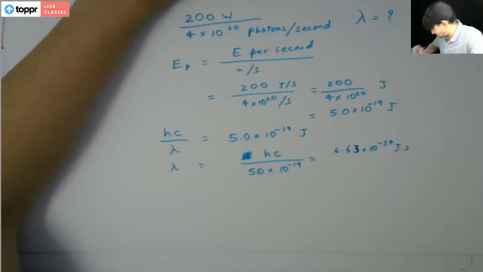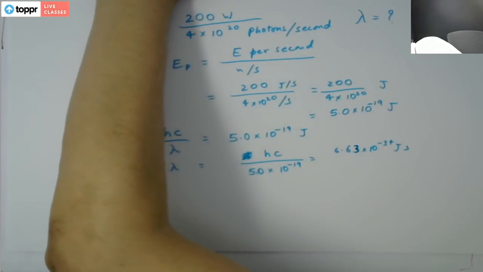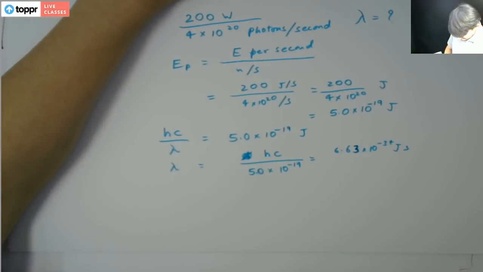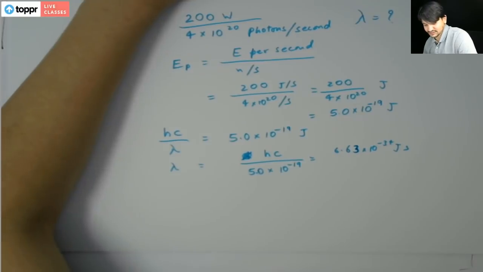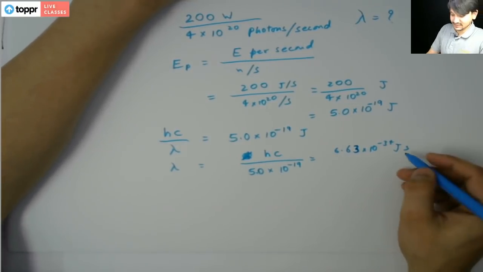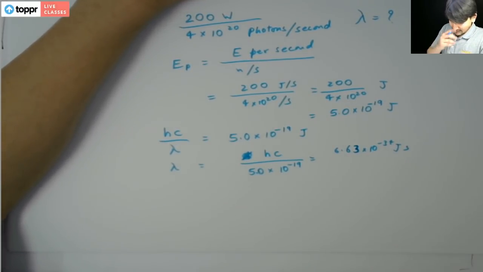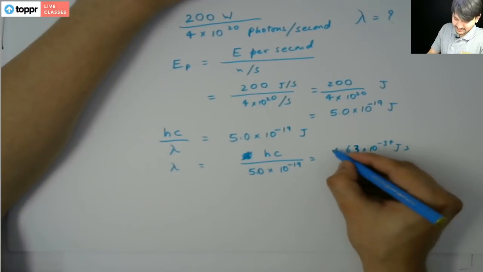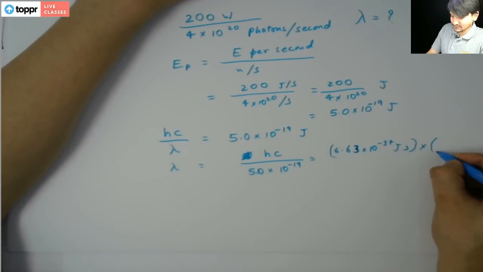If I'm not wrong, I could use a calculation, that is 4.14 into 10 to the power minus 15 eV second. Yes, this is approximately the same value, 6.63 into 10 to the power minus 34 joule second. And c is a very easy value. We all know that it is 3.0 into 10 to the power 8 meter per second.